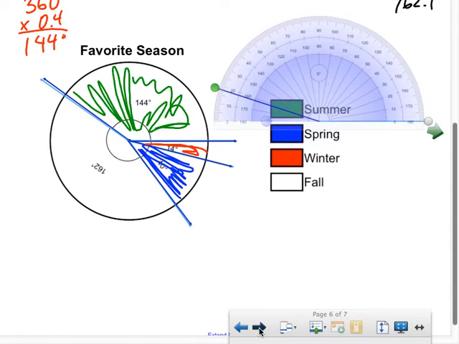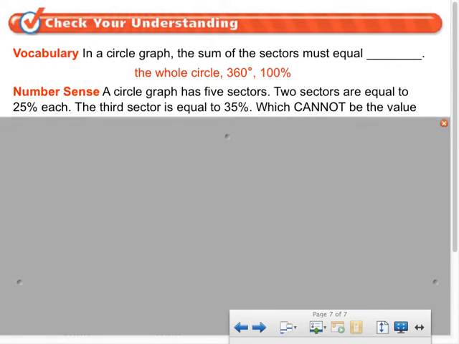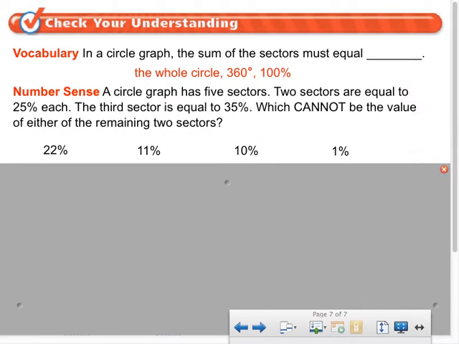Okay, last slide. We're almost done. In a circle graph, the sum of the sectors must equal what? 100. 100, or what about degrees? 360. Here's what the book gives. The whole circle, 360 degrees, or 100%. Okay, now take a look at this. A circle graph has 5 sectors. 2 sectors are equal to 25% each. The third sector is 35%, which cannot be the value of the remaining 2 sectors.